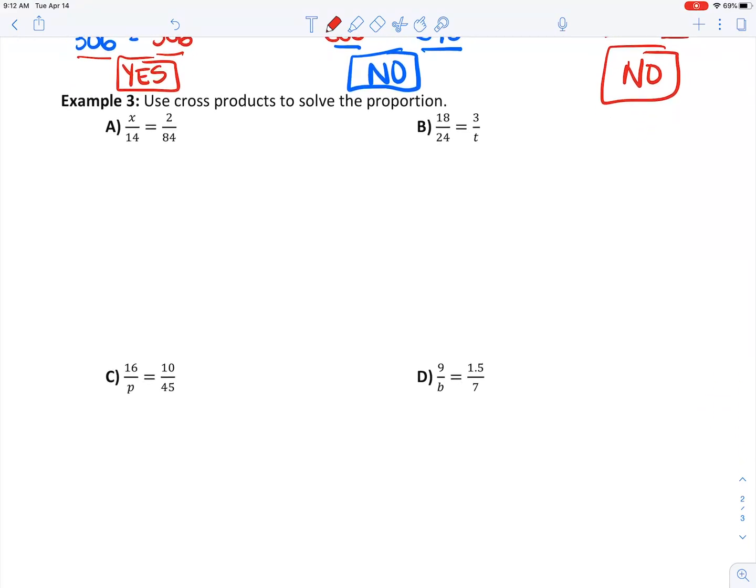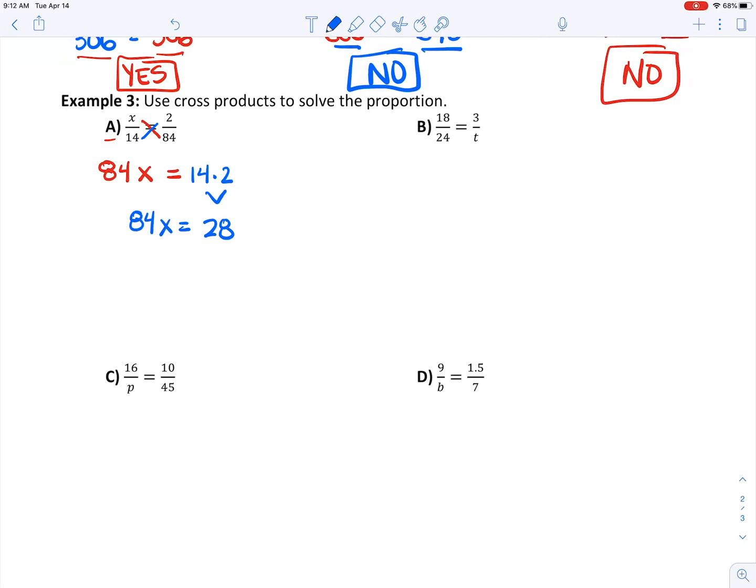Okay, so looking at example 3, now we're going to use this same strategy, this cross product strategy, to solve the proportion. So use the cross product to solve the proportion. Here's letter A. We're going to take x times 84, so I'm just going to write that down, 84x. X times 84 is 84x. And then we have our other cross product, which is 14 times 2. What is 14 times 2? That's 28.